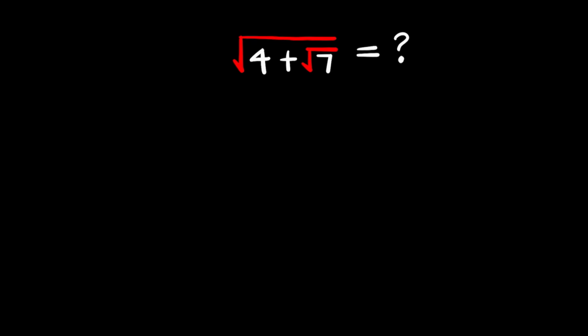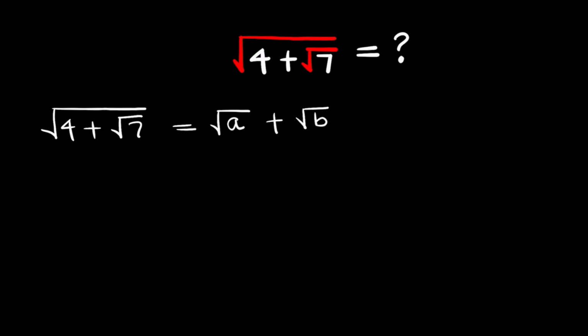One way to read out this problem will be to say, find the square root of 4 plus the square root of 7. This is a radical expression, and to solve this, I'm going to equate the square root of 4 plus root 7 to, I'll choose two random variables, say a and b. So I'll say let that expression be equal to the square root of a plus the square root of b.